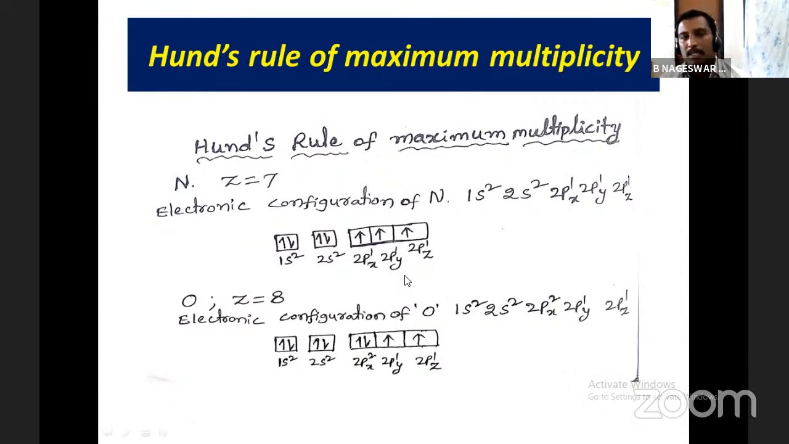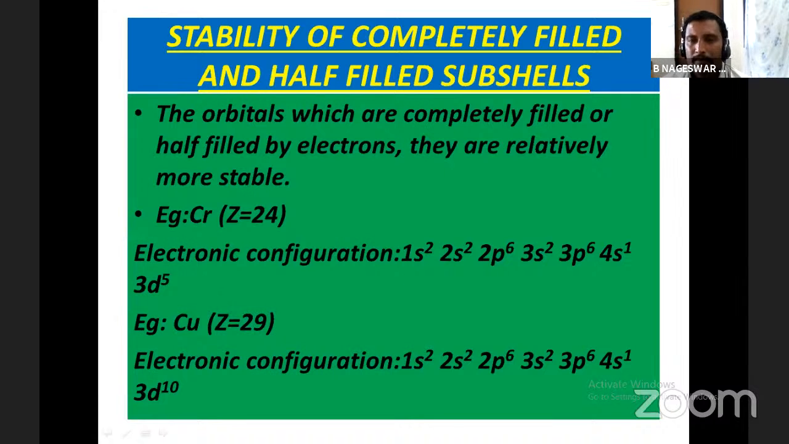Okay, next, stability factors. It is also a very easy concept, children. Easily we can understand stability factors. Simply, when the orbitals are completely filled or half filled, or otherwise they don't have any electrons, then the atoms are stable. If atoms have a completely filled or half filled electronic configuration, then the atomic orbitals are relatively more stable. Suppose we are taking chromium and copper.